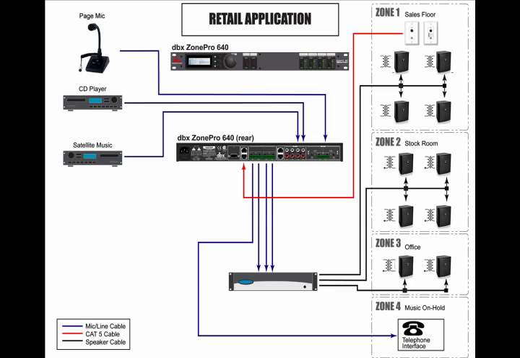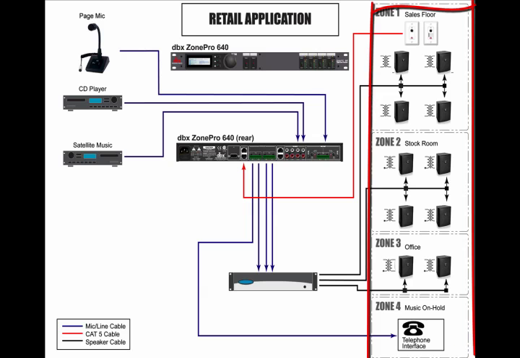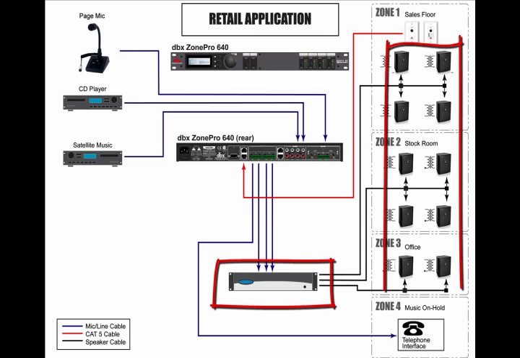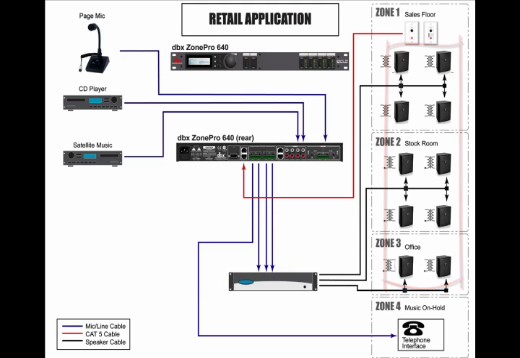In this application, our inputs will be an AKG DST99S page mic, a CD player, and a satellite music source. The output zones will consist of the sales floor, stockroom, office, and on-hold music. All zone outputs will run into a Crown CTS 4200 amplifier, which will drive the JBL Control 25T speakers.